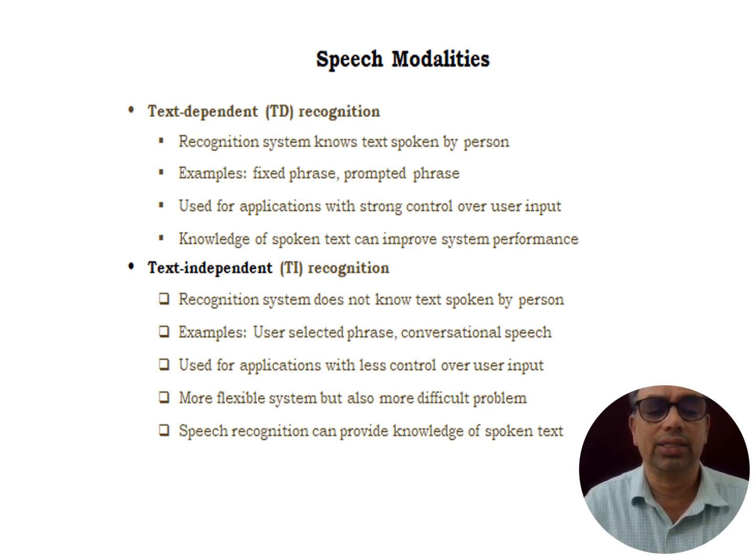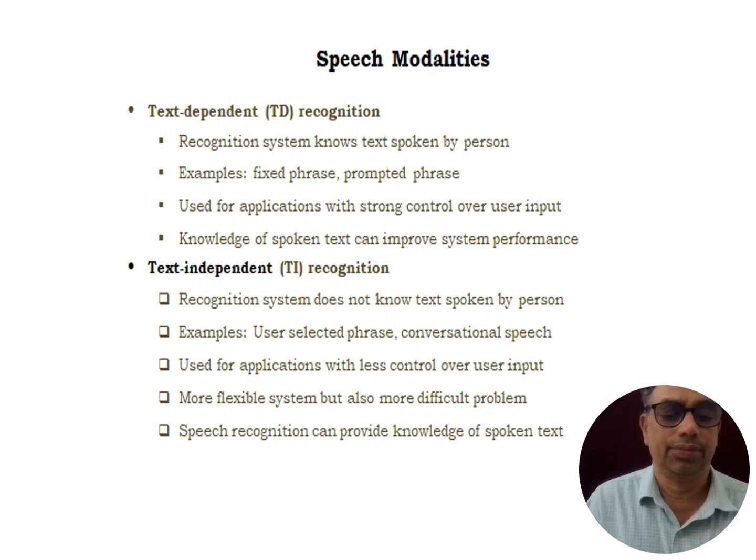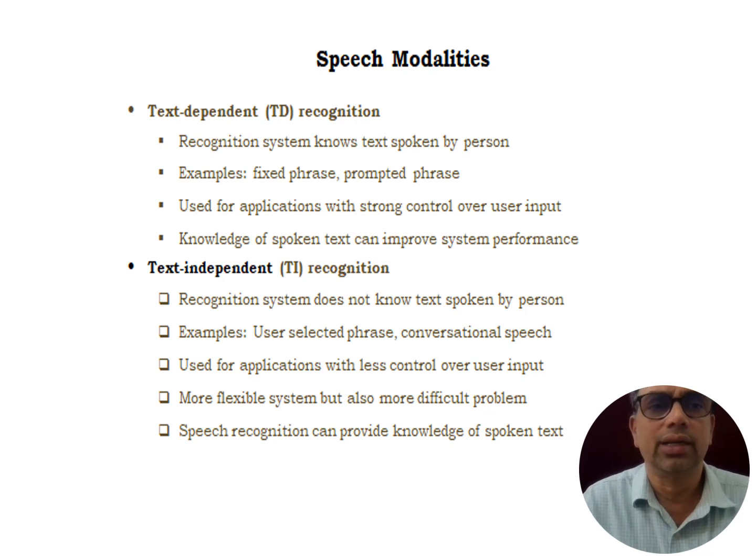So another one is the text independent system. This is more recent. Here the system does not know the text spoken by the person. Examples: user selected phrases, conversational speech. And the third point is that TI, text independent speech, is used for applications with less control over user input. The last one is, it is more flexible and a more difficult problem. So it is more challenging. Text independent corpus is more challenging. Speech recognition can provide knowledge of the spoken text.